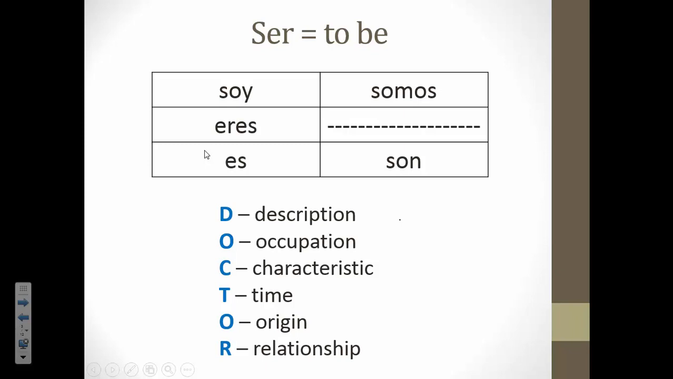If you're talking time, like time, day of the week, month, and so on, you're going to use ser for that. Origin is like where someone is from, you use the verb ser. And relationship, like how someone is related to someone else, you're going to use the verb ser.